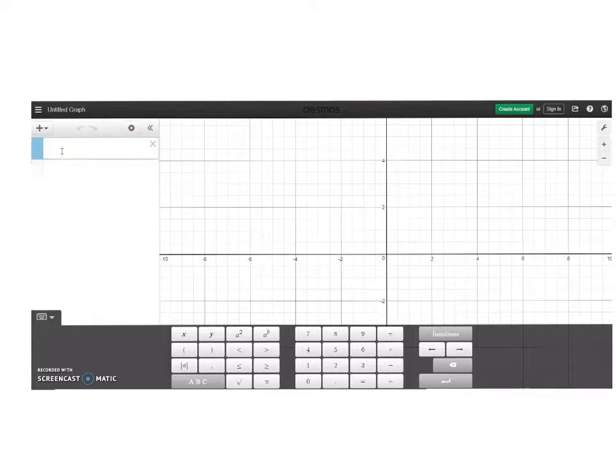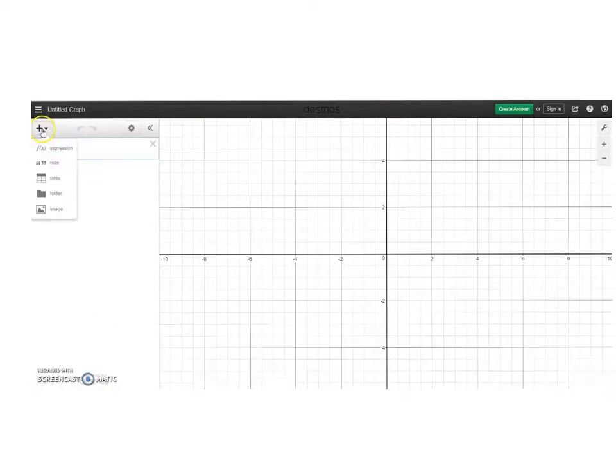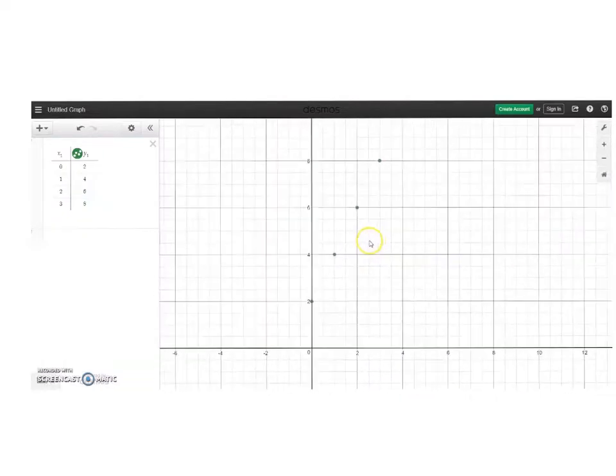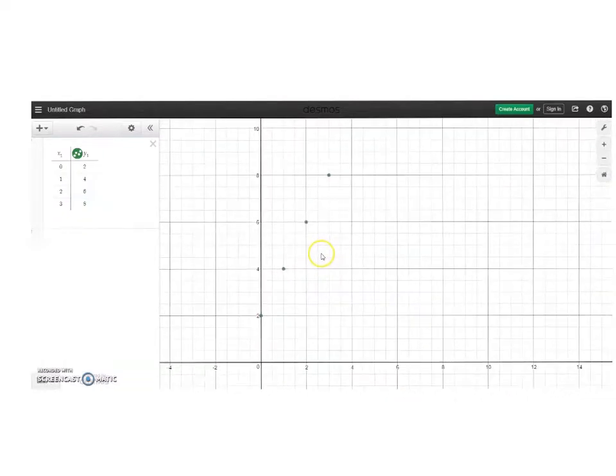In Desmos, you can select up here to add in your table, and then you can plug in your values. So I'm just going to copy the values that I have on your handout. And as I plug in my values in the table, you can see I have a scatter plot.